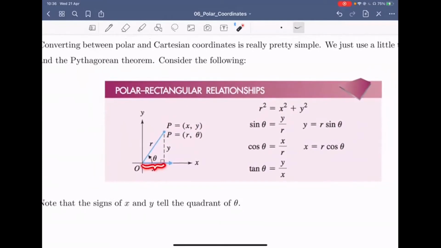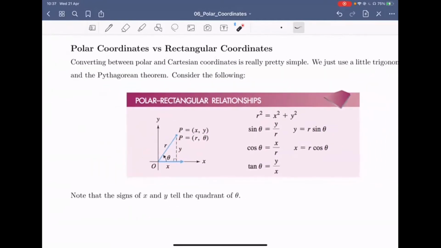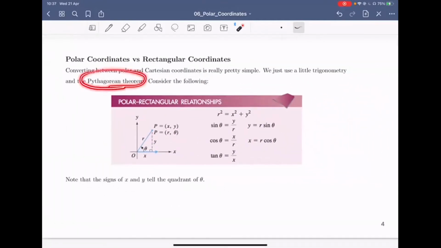The distance here is called x, the distance here is called y. So you can see by the Pythagorean theorem, it's going to be x squared plus y squared equal to r squared. And then by the ratios of trigonometric functions, you get sine, cosine and tangent, because sine is opposite over hypotenuse. Once you look at sine theta, the opposite side is y, over the hypotenuse, which is r. That is the basic trigonometric function, and then you get y equal to r times sine theta, x equal to r times cosine theta.